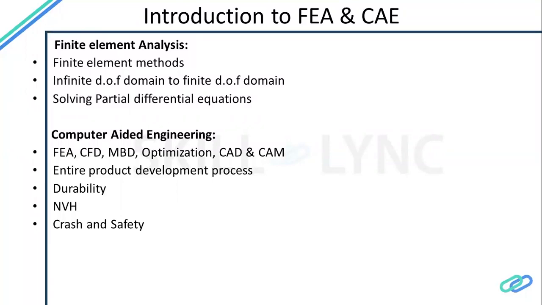And then optimization: we have a design, so we have to optimize the design and decrease the weight of that component. So there, optimization comes into place. And then all of these combined, CAD, CAM and CAE, is the whole bundle. So this entire product development process is based on computer aided engineering. Nowadays in industries, everyone is following this CAE.